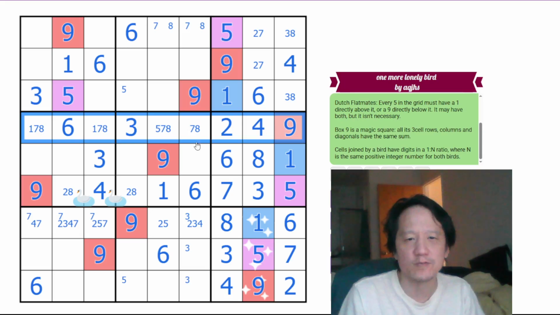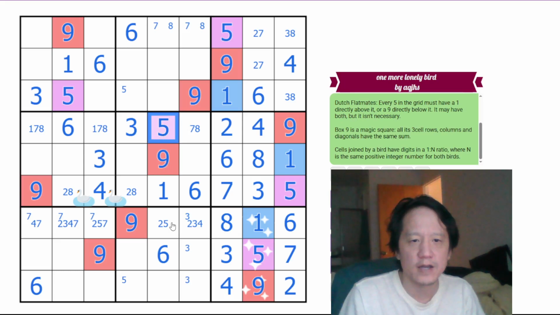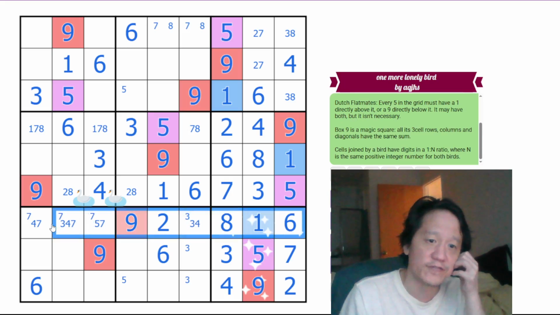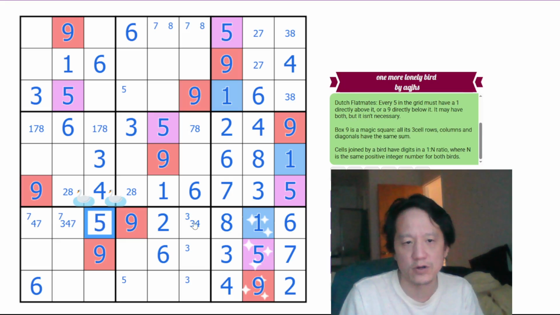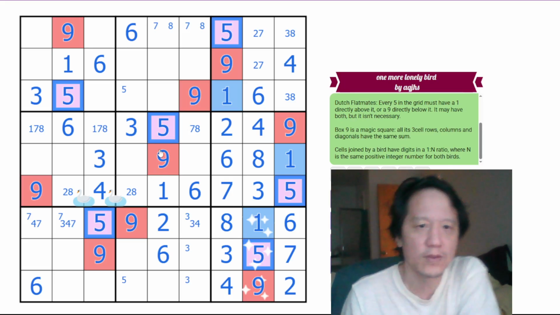Where is the 5 in row 4? It must be here. So this is 5. That eliminates 5 from here, so this is 2. That eliminates 2 from the rest of the row. Where is the 5 in row 7 now? It has to be here. So this is 5. We have 6 5s now.